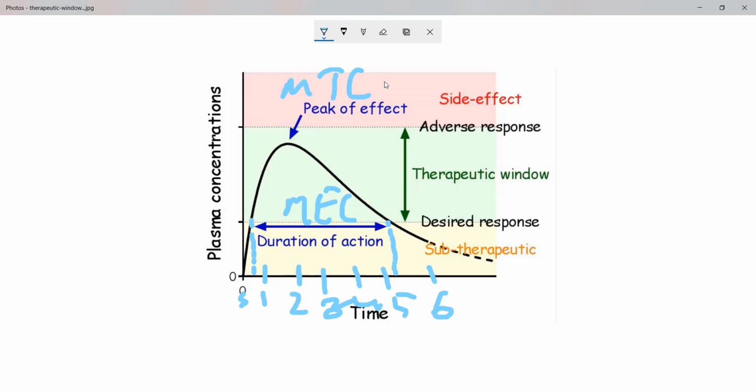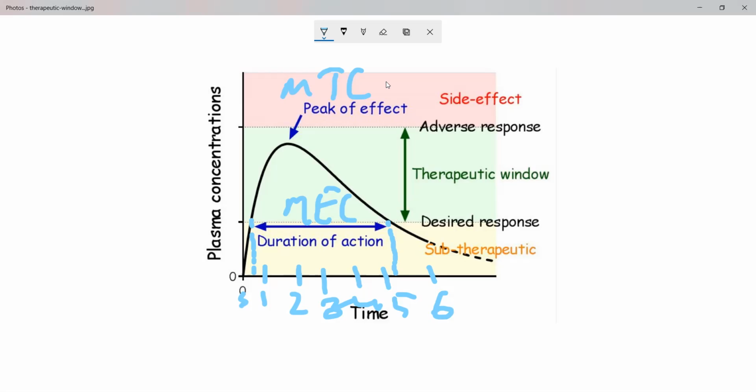Meaning anywhere between 30 to 60, that concentration can be maintained and the person will have an antipyretic effect. Okay, their body temperature will be low. If it starts going beyond 60, you'll start seeing side effects. If it is going below 30, you will not see any effect. So that is the therapeutic window.